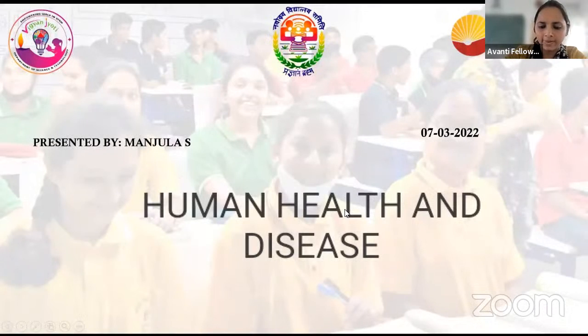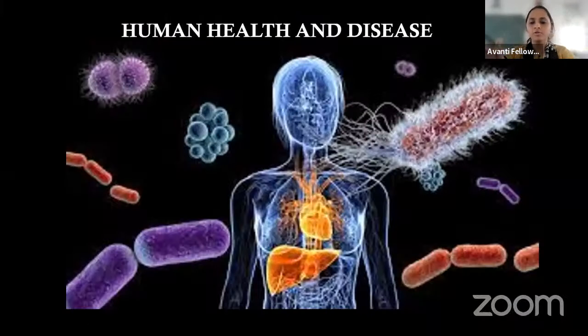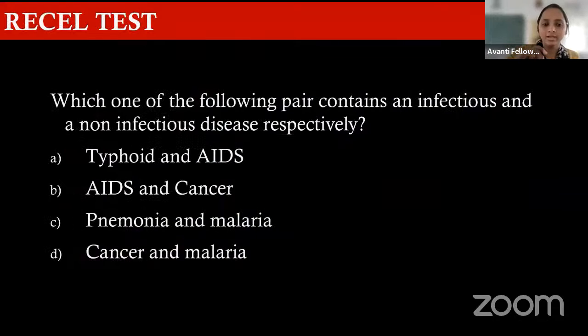Okay, so you know that in the last class we started Human Health and Diseases, right? We talked about what health is and what we call a disease. So next, here is a question for you. Which one of the following pairs of diseases, I have given the disease names here, is consisting of both infectious and non-infectious? Can you tell me in 1 minute?